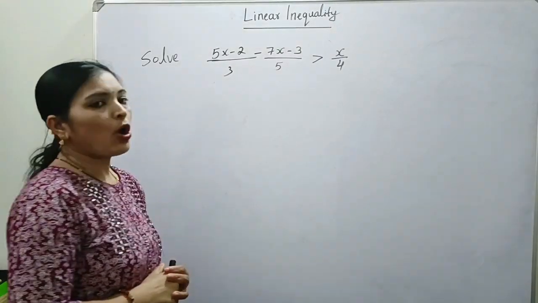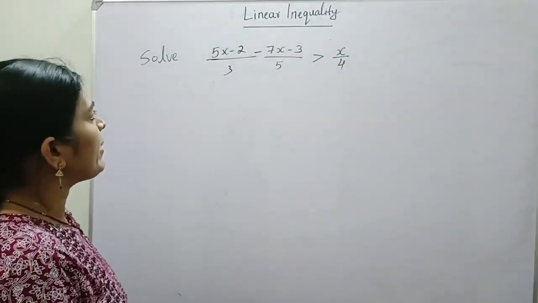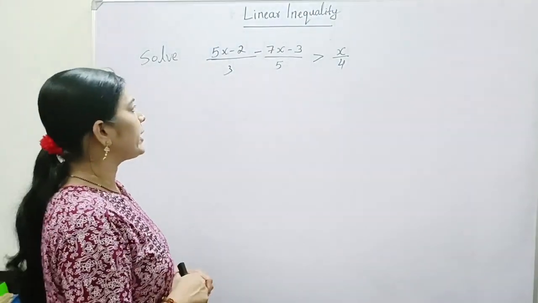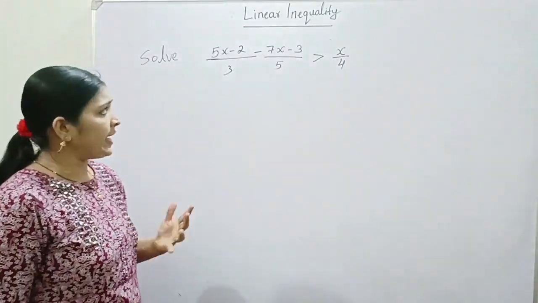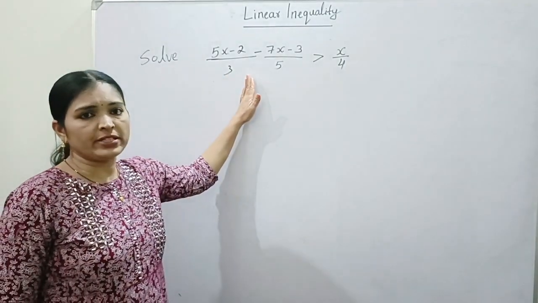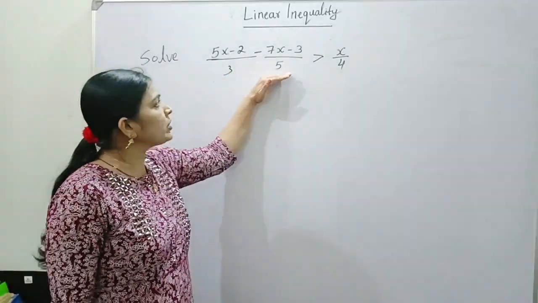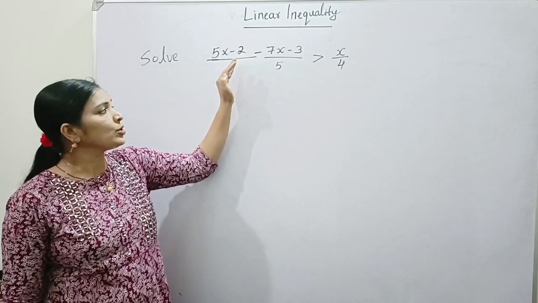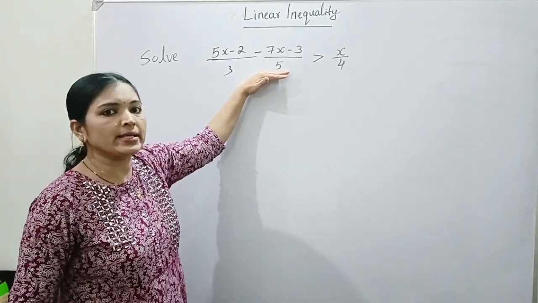Next question, solve (5x minus 2) divided by 3 minus (7x minus 3) divided by 5 greater than x by 4. So here, our aim is to make x on the left side with coefficient 1. For that, we have to remove these denominators. To remove denominators, we have to make the denominator the same by taking the LCM.